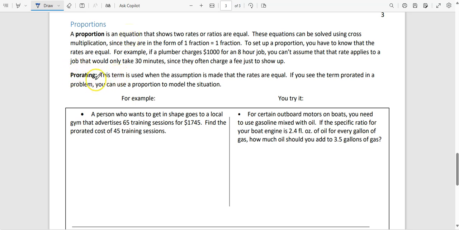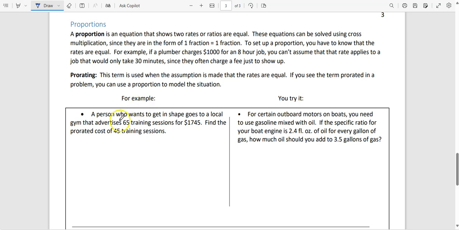Prorating is a term that is used when the assumption is made that the rates are equal. So if you see the term prorated in a problem, you can use a proportion to model that situation. If you use a proportion to model a situation, you are assuming that the rates are equal and you're prorating.